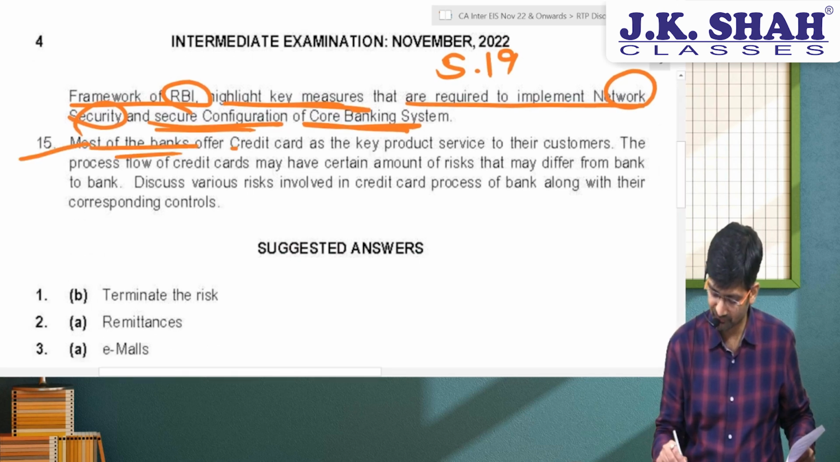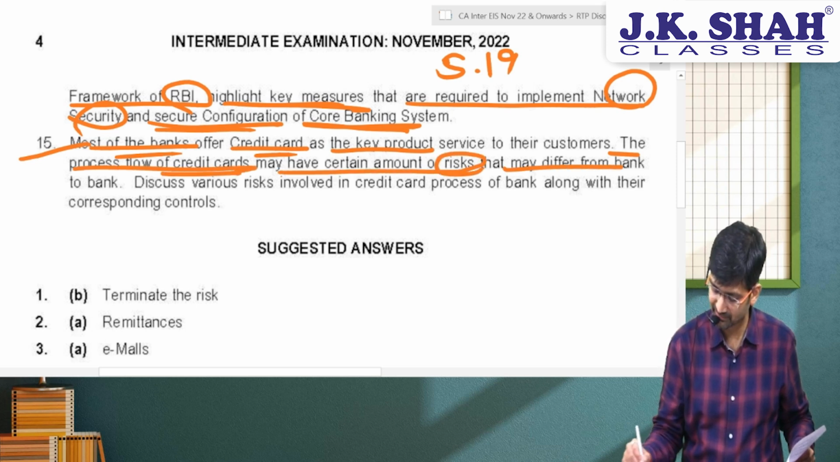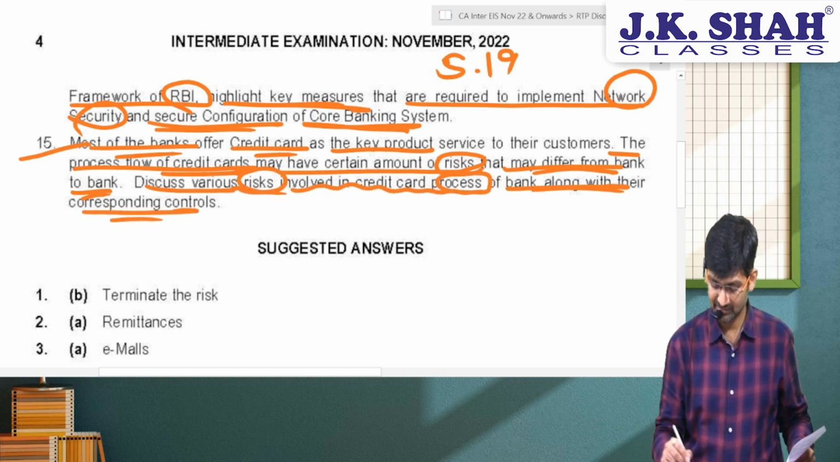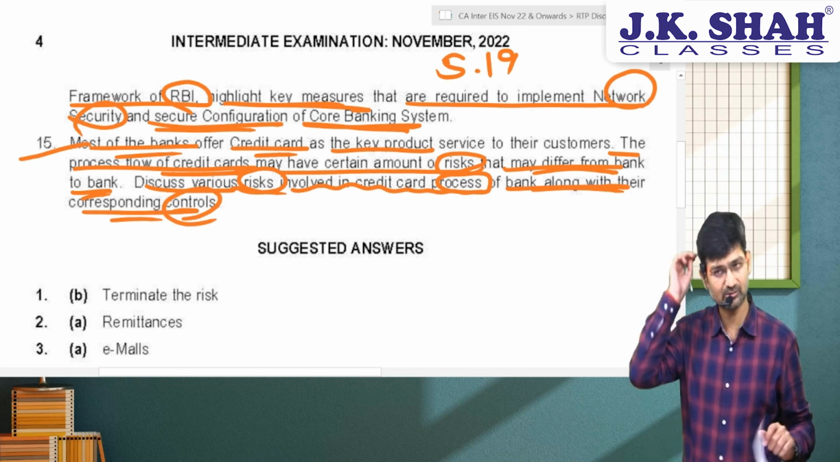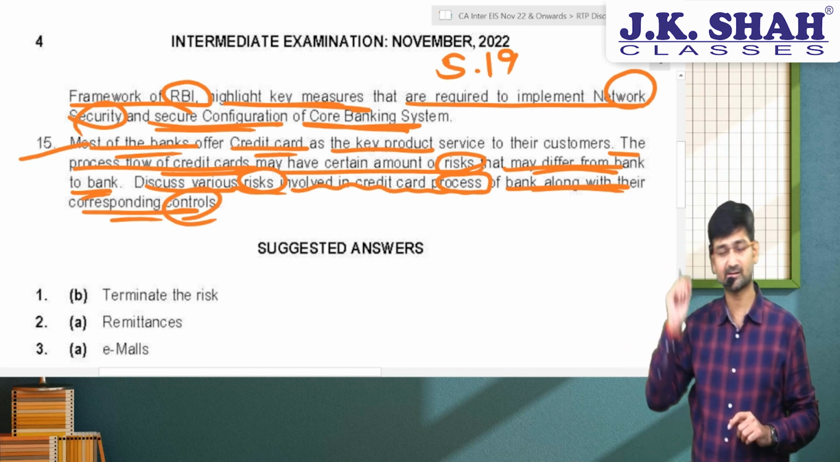Most of the banks offer credit card as the key product. The process flow of credit cards may have certain amount of risk that may differ from bank to bank. Discuss various risks involved in credit card process for banks, and the corresponding controls. So you had to discuss credit card related risk and controls.